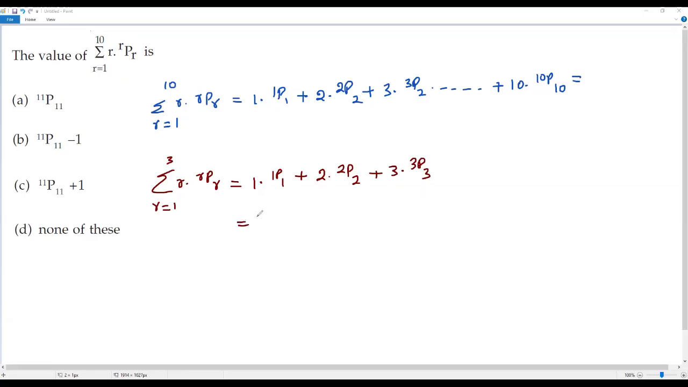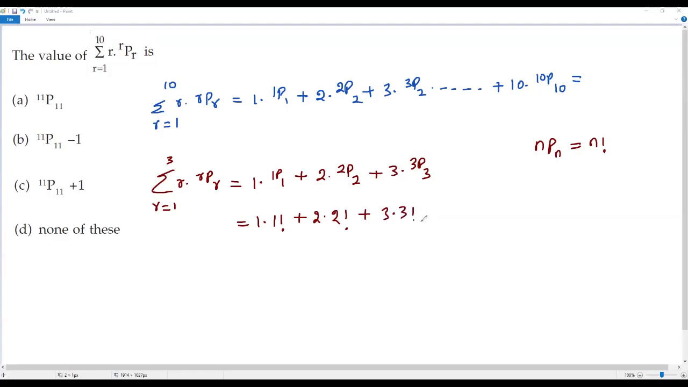Here, 1 times 1P1 means 1 factorial. There is a formula in permutation: whenever we have nPn, where the value of n and the value of r are both equal, the value of such a permutation is n factorial. So here 1P1, where this one and this one are equal, the value of this permutation is 1 factorial, plus 2 times, what is the value of 2P2? According to the formula, 2 factorial. And 3 times, what is the value of 3P3?